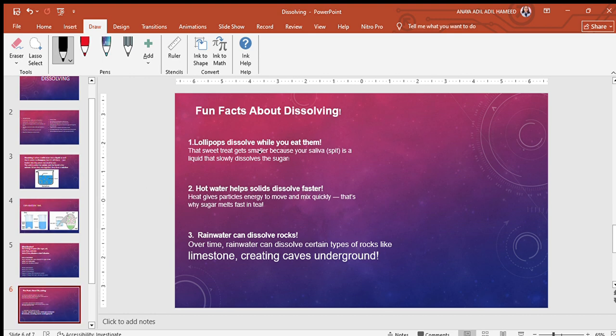Fun facts about dissolving. A lollipop dissolves as you eat it, because the sweet treat absorbs your saliva in your mouth. Hot water helps solids dissolve faster. Cool. Rainwater can dissolve rocks. Did you know? It's a really good fun fact, and it's new for me also. I just learned it. These are the rocks' names. You can take a quick screenshot.